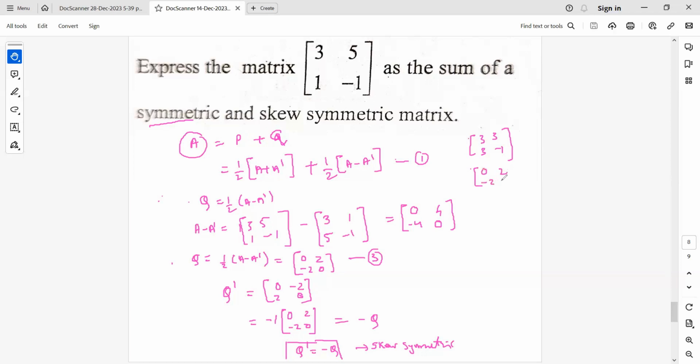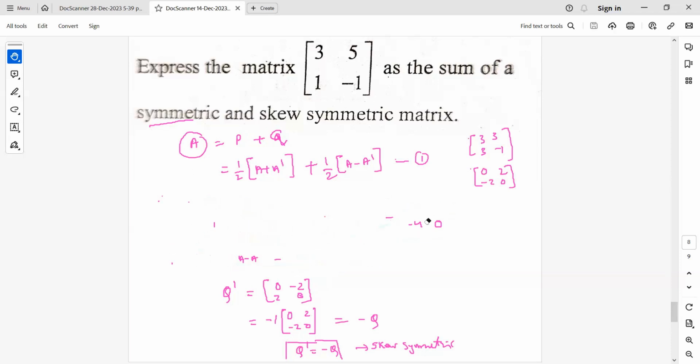So Q is 0, 2, minus 2, 0. Pay attention to the further steps. Just take a screenshot, or later you can try to solve a similar example on this. So for the last part, for 3 marks, what we need to do is add equation 2 and equation 3.